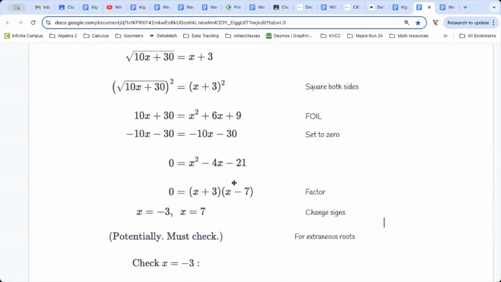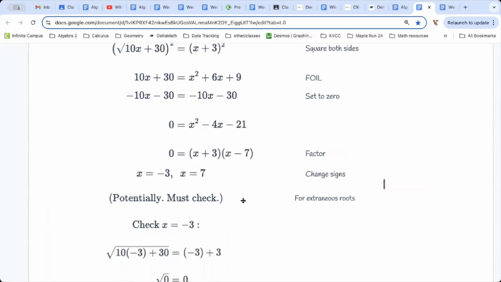The next thing you need to do is factor this quadratic trinomial. The strategy is looking for two numbers. You know half of the items already: x and x multiply to give you x squared. And you're looking for two numbers that multiply to give you negative 21 and combine together to give you negative 4. And that's how it should be factored.